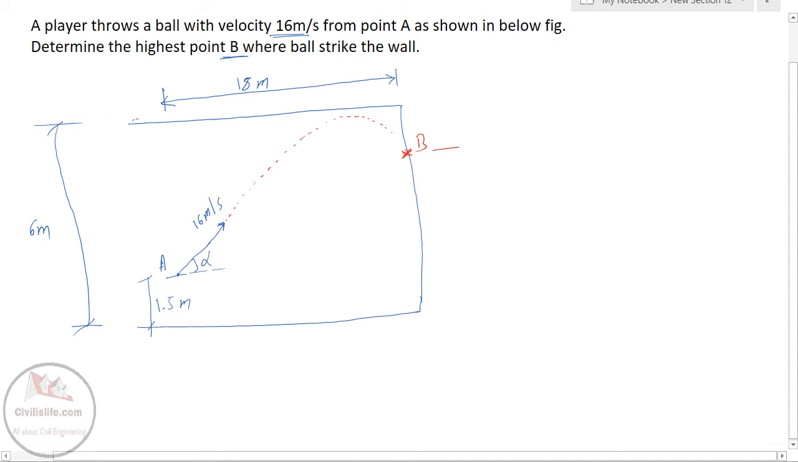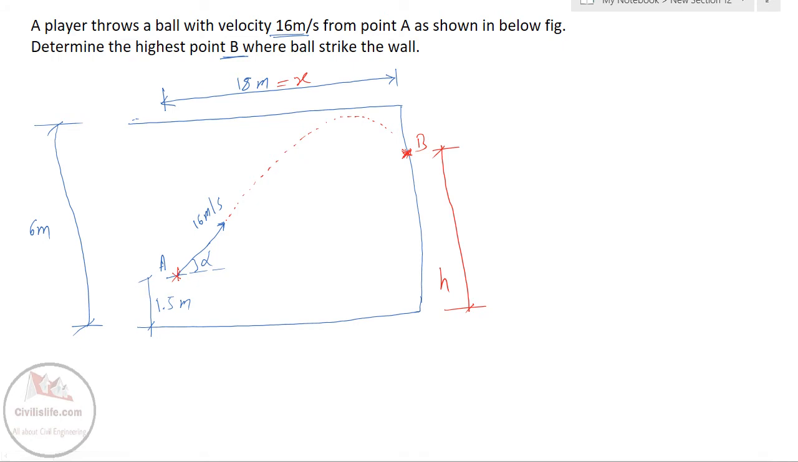Let us assume that height as h from the floor. Next, the horizontal distance between point A and point B is given. So the horizontal distance we denote with x. If the points are on the same level, then we denote that with r, that is the horizontal range. If the points are at different levels, their horizontal distance we denote as x.